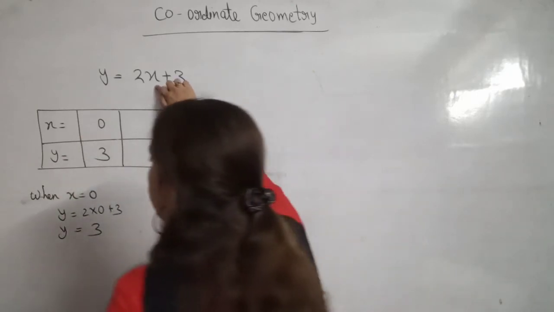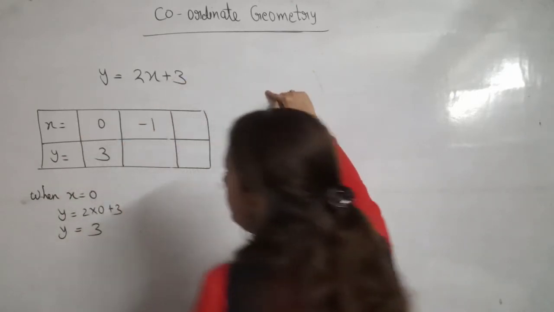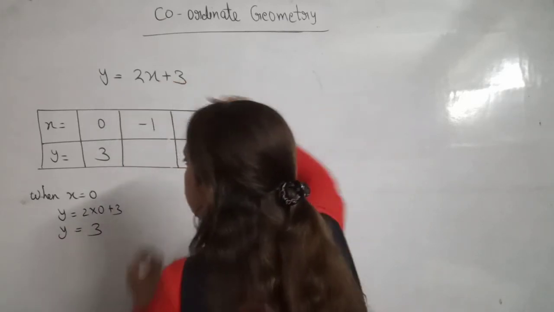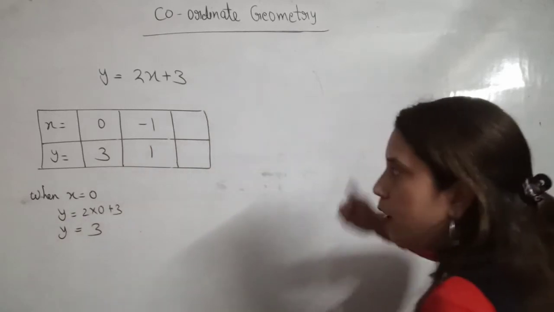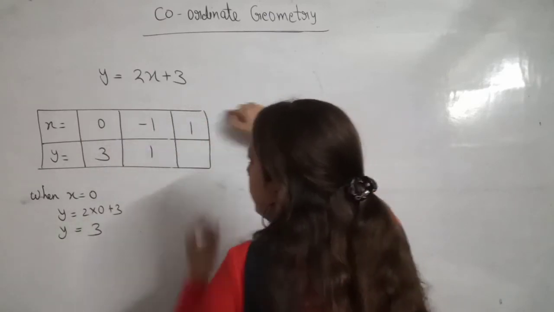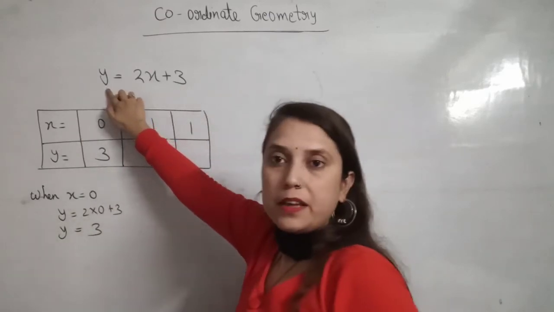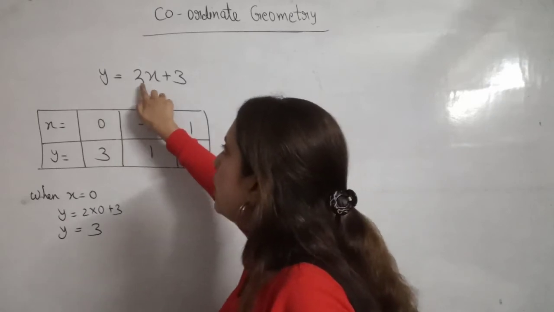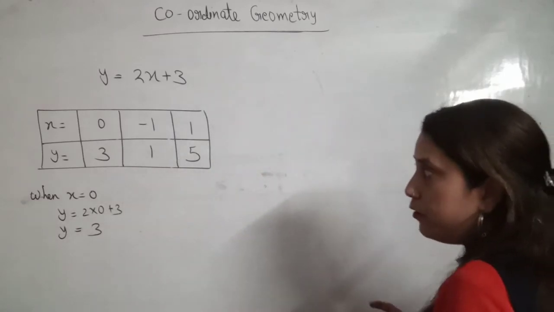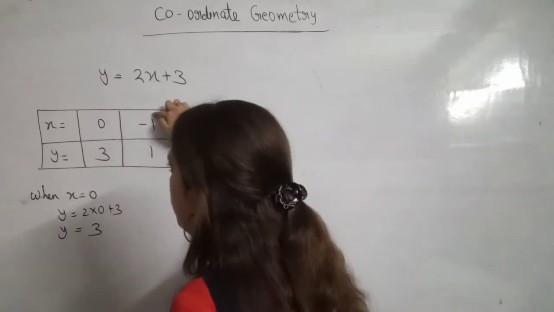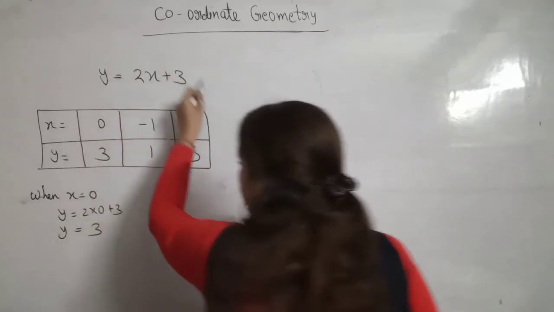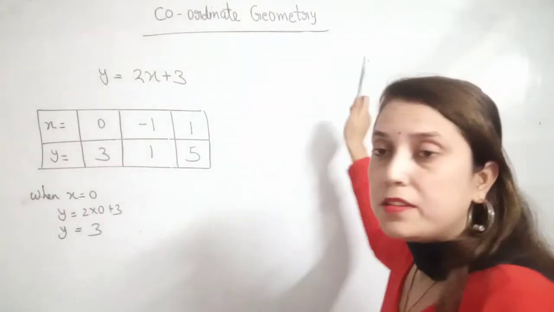When we take x is equal to minus 1, y will be minus 2 plus 3, which is 1. Now one more value we need here: x is equal to 1. When x is equal to 1, the value of y is 2 into 1, 2, plus 3, which is 5. Now draw the graph for the points (0, 3), (minus 1, 1) and (1, 5). Because this is a linear equation, the graph will be a straight line.